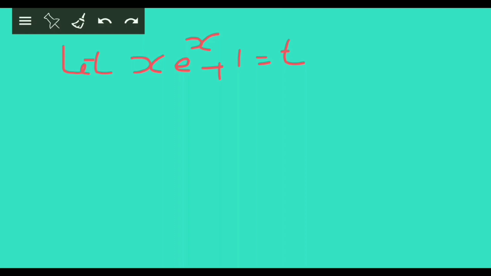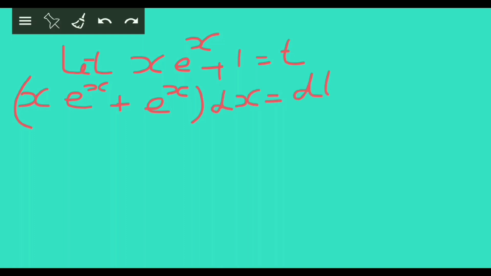is equal to t. So when we differentiate, you observe that x into e raised to x are two terms which are multiplied. So we use the product formula of differentiation. So we get x, the differentiation of e raised to x gives us only e raised to x, plus e raised to x, the differentiation of x gives us 1. And 1 becomes 0. Remember the product rule. Into dx is equal to dt.